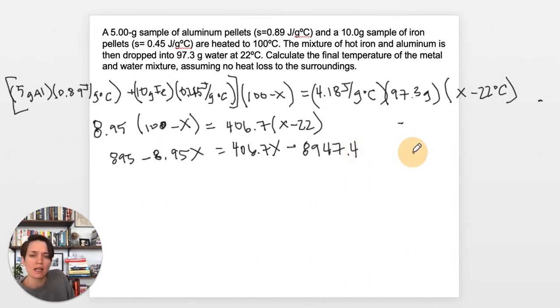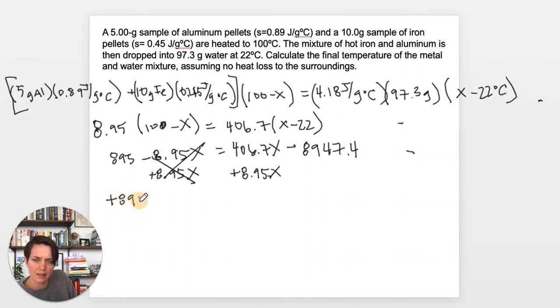All right, so now I want to isolate our variable to one side of the equal sign. I like to keep numbers positive, so let's just go ahead and add 8.95x to this side. We're doing that to both sides of the equal sign, right? So this cancels out on this side. And likewise, I'm going to bring this value over, and I'm going to add 8,947.4.